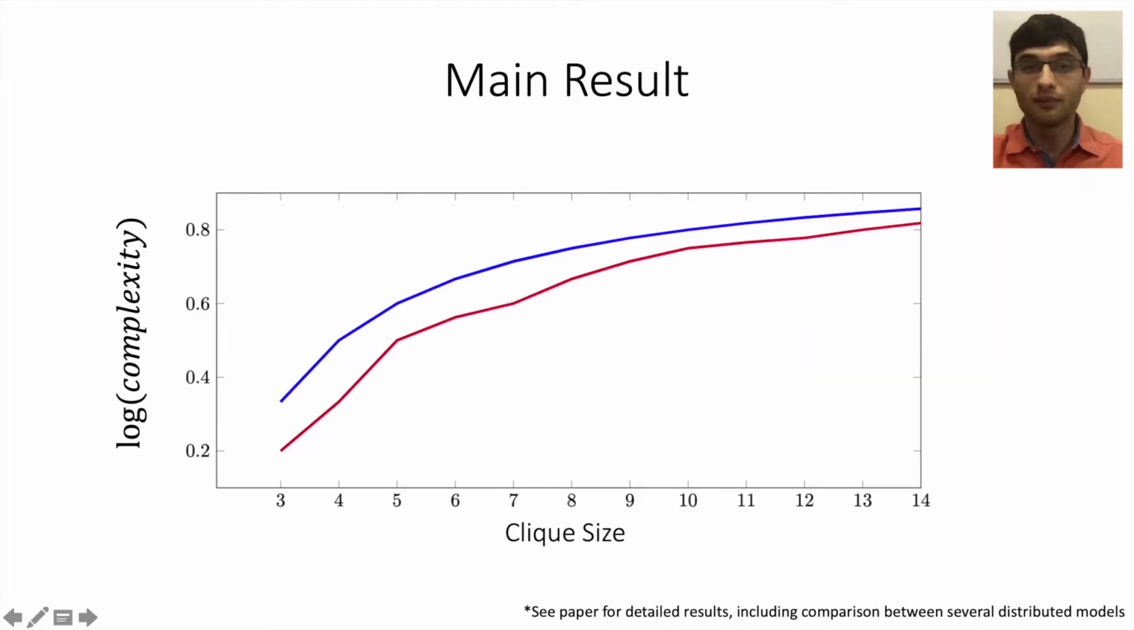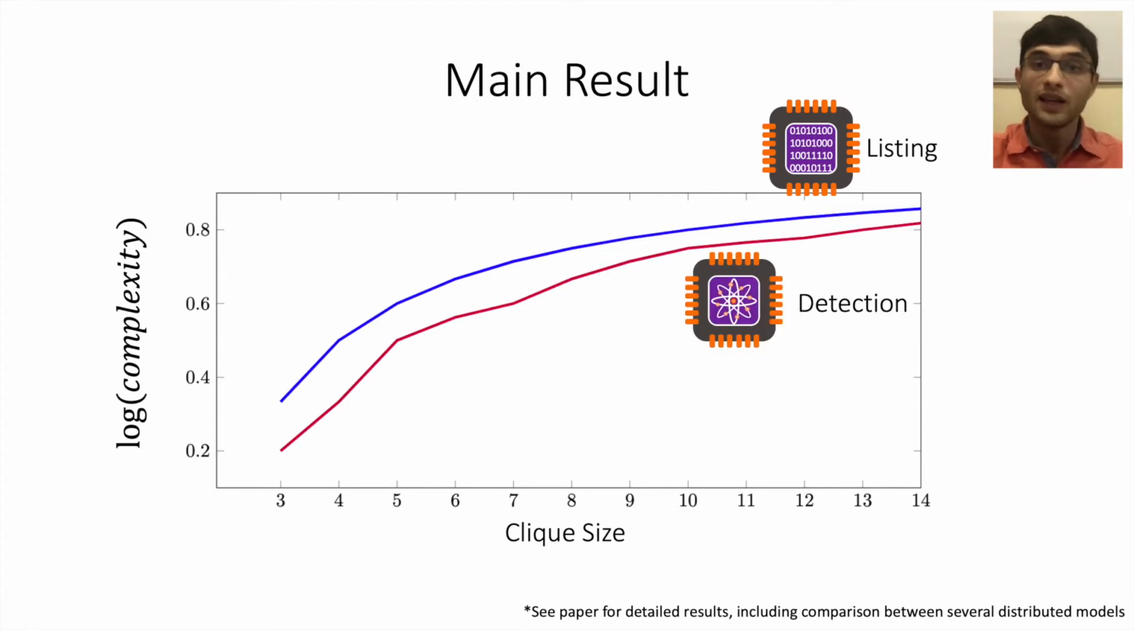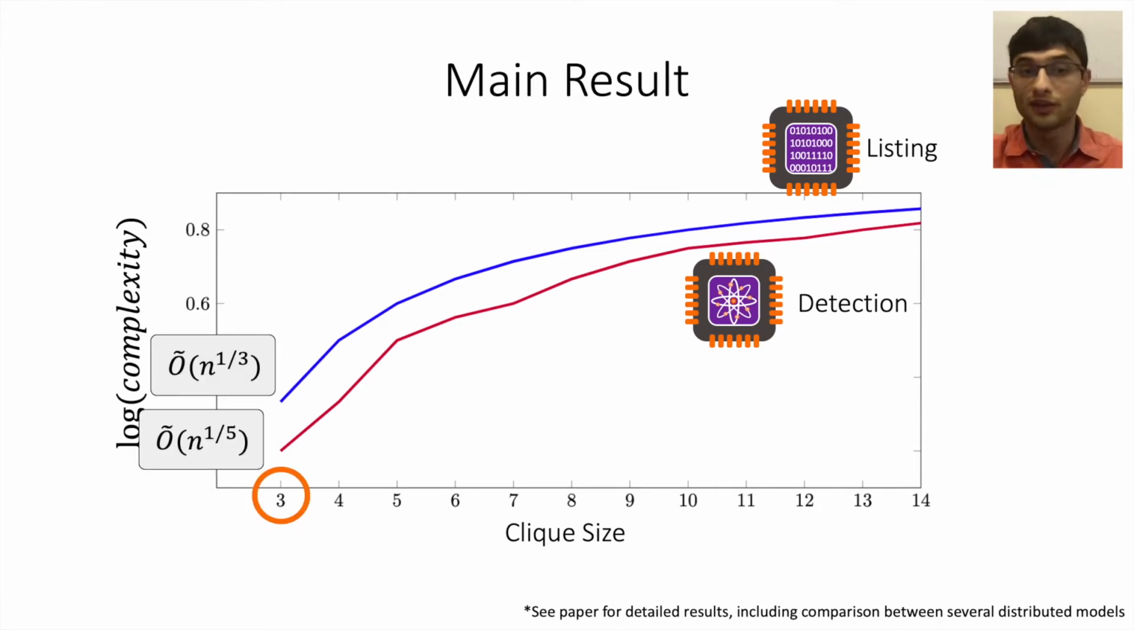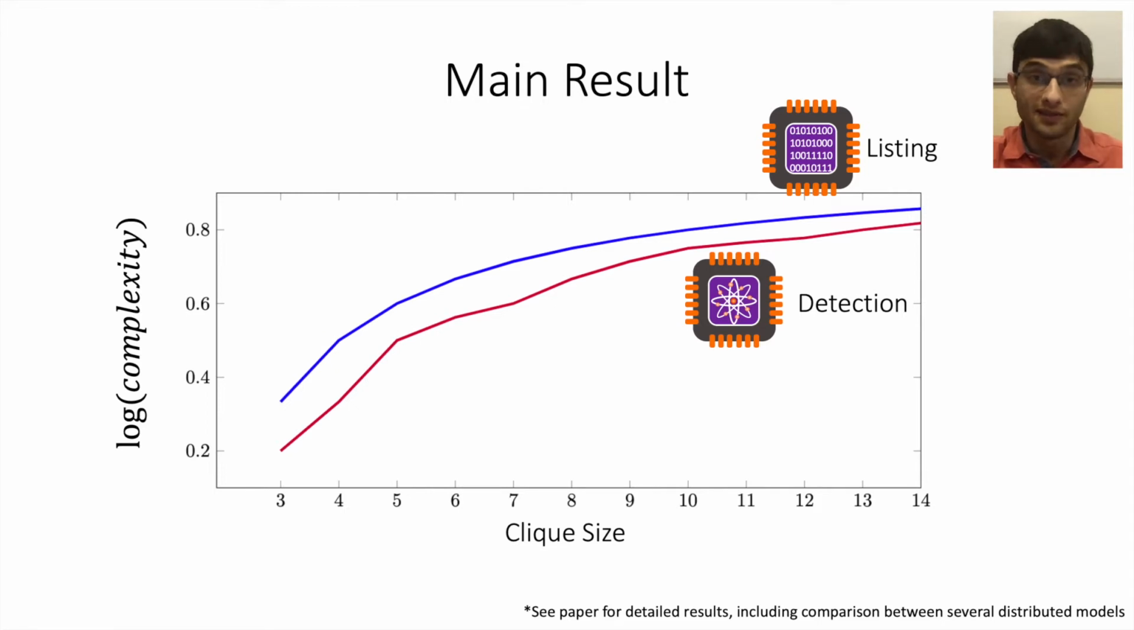In general, the main result that we get is as follows. The blue line shows how long it takes to list a certain size clique in the non-quantum setting. And the red line shows how long it takes our algorithms to detect those same types of cliques. For example, for cliques of size 3, for triangles, listing requires n to the 1/3 rounds in the non-quantum setting, and detection in the quantum setting takes n to the 1/5 using our results. Same goes for all the rest of the cliques of all sizes. We show faster results for any size clique.